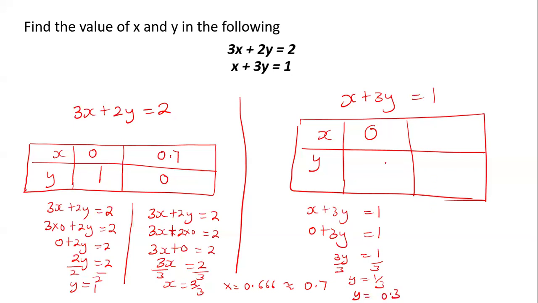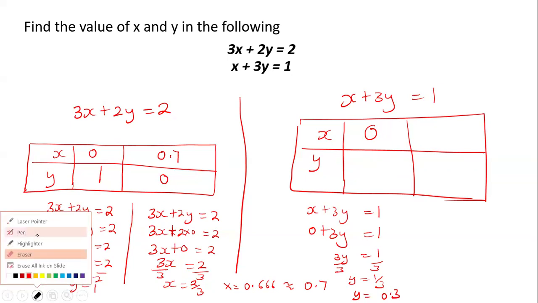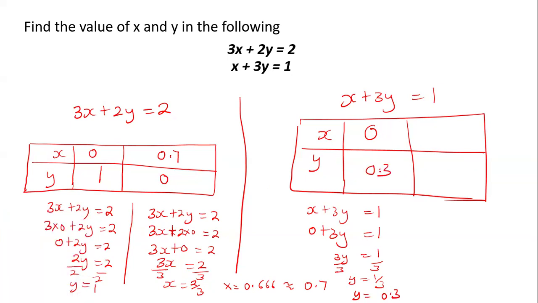Then you go to the second one. Here I'll put 0.3. Now, after getting that one, you ask yourself, what about when y is equal to 0? What do I get? I come to my equation and say x plus 3y equals 1. X we don't know. Y is 0. So x plus 3 times 0, which is 0, equals 1. X will equal 1. So here I come and put my 1.